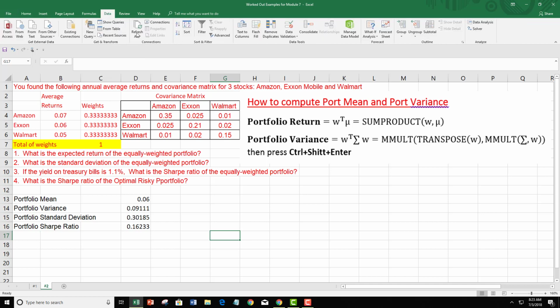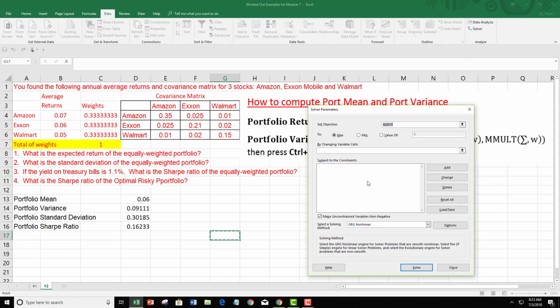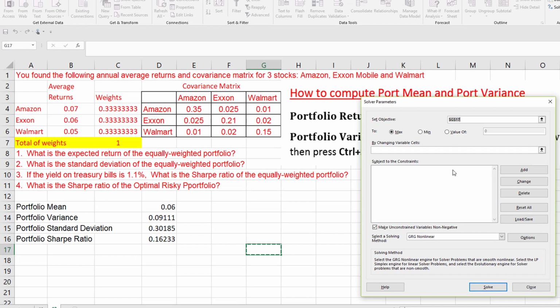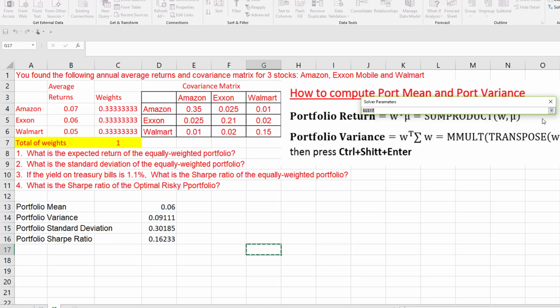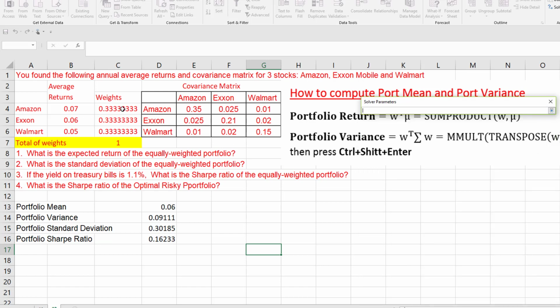So click on Data, go to Solver, and now we have the window, and we have to put in the appropriate information. In order to find the optimal risky portfolio, first you have to maximize, and what do you have to maximize? You have to maximize the Sharpe ratio, this guy. That is our objective function. What do you want to change? We have to change the weights. So you can click on this arrow right here and select these weights. By changing these weights, we can compute the optimal risky portfolio weights.